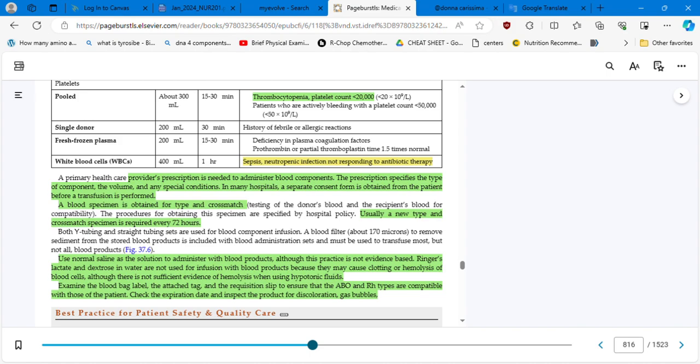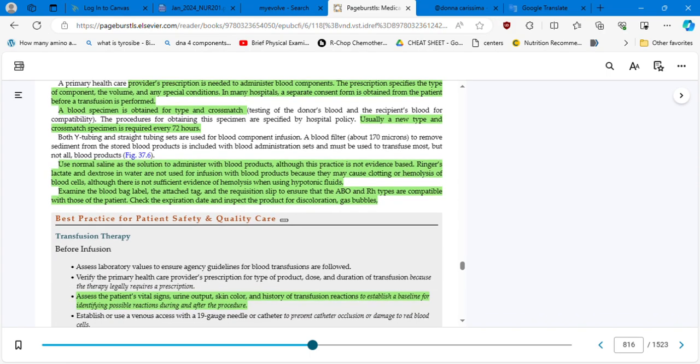A provider's prescription is needed to administer blood components. The prescription specifies the type. Of course, in many hospitals, a separate consent form is obtained from the patient. Of course, they have to obtain type and crossmatch. Usually a new type and crossmatch specimen is required every 72 hours, depending on the unit, right? Specifically in hematologic units, they are going to be very strict with this requirement.